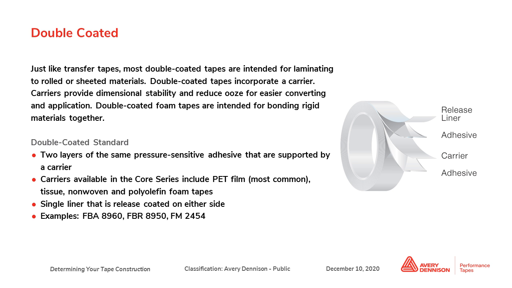But going back to double-coated tapes in general, we're going to have two layers of the same adhesive sandwiching the carrier in between. We're going to have a couple different carrier materials within the core series. The most common is going to be polyester film. We're going to talk about these different ones in a second. And then there's, again, a release liner. It's just like a single liner transfer tape in that we'll have a release coating on either side so that the tape can remove properly. The examples of this product construction within the core series are FBA 8960, FBR 8950, and then a double-coated foam tape example is FM 2454.